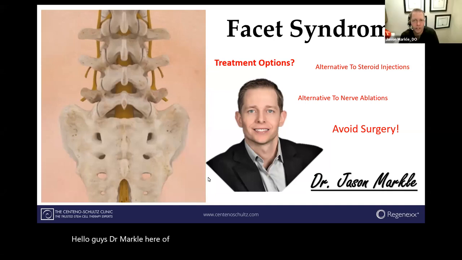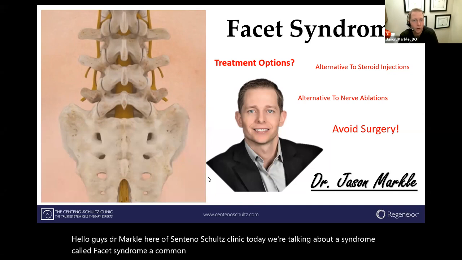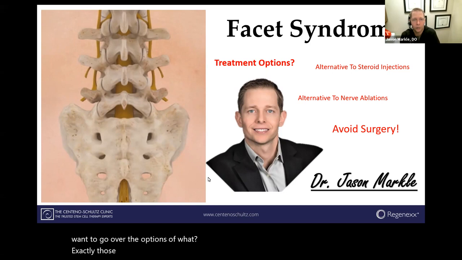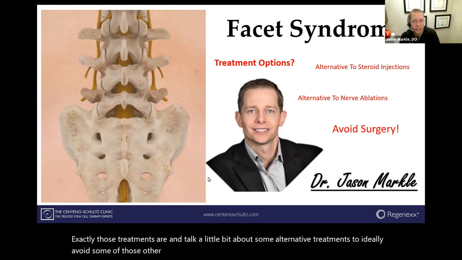Today we're talking about a syndrome called Facet Syndrome, a common cause of typical low back pain, and historically treated with steroid injections, nerve ablations, and eventually sometimes even lumbar fusions. So today I want to go over the options of what exactly those treatments are and talk a little bit about some alternative treatments to ideally avoid some of those other treatments and long-term wise avoid the need for surgery.